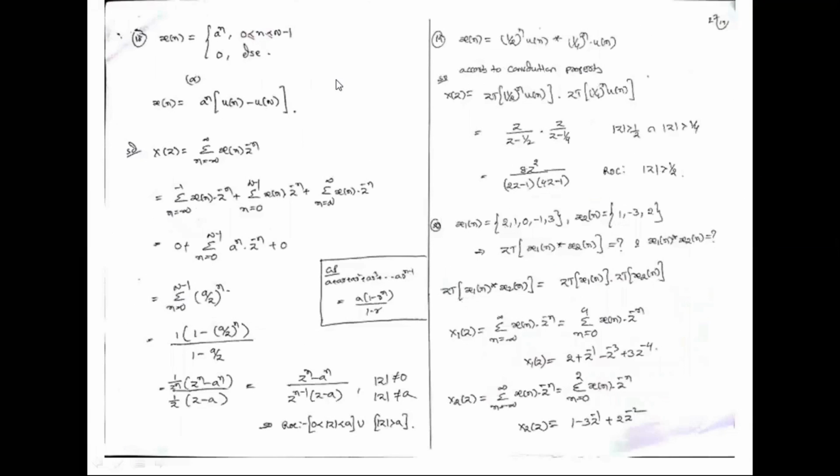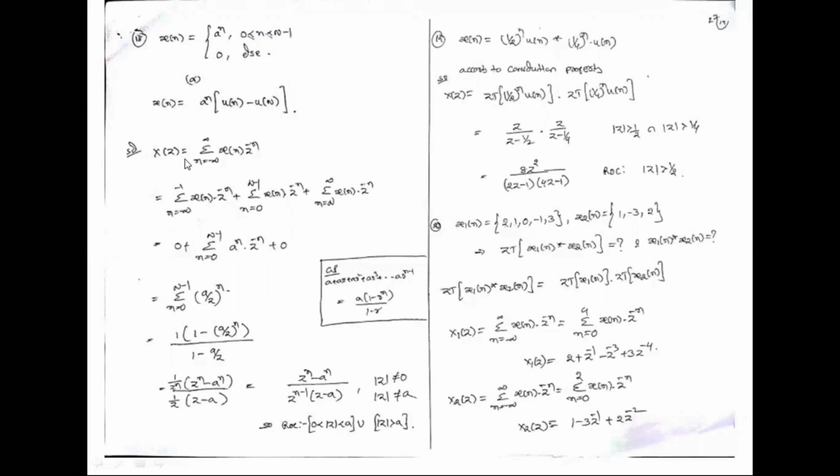Now another example. x of n is given as a power n, for 0 less than or equal to n less than or equal to capital N minus 1, and 0 elsewhere. Or they are saying that a power n is u of n minus u of n minus capital N.